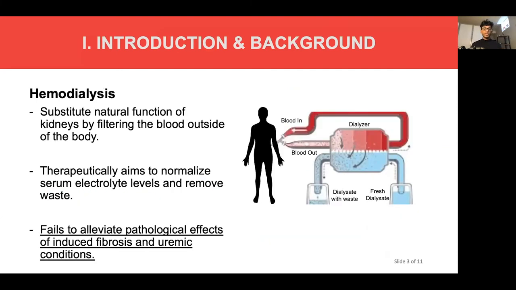The primary course of treatment for these patients is dialysis. This therapeutic intervention is done with a system that acts as an external version of the kidney and removes the blood from the body, filters it, and then returns the clean blood back into the body. However effective this may be at normalizing electrolyte levels and removing waste, this therapeutic intervention fails to relieve the adverse effects of fibrosis and uremia that are caused by renal failure.